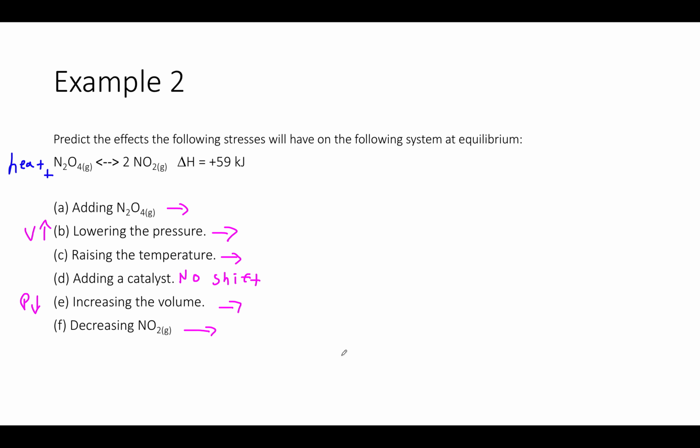So I hope this video helped you to understand Le Chatelier's principle. In future videos, we'll discuss the reaction quotient, Q, and K, we'll discuss how to write equilibrium concentration expressions, and we'll do some math.